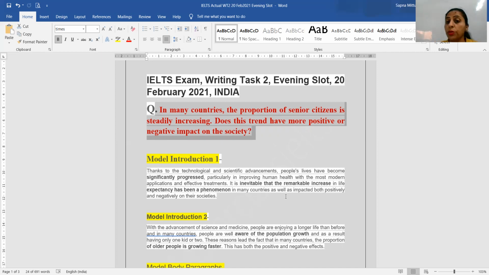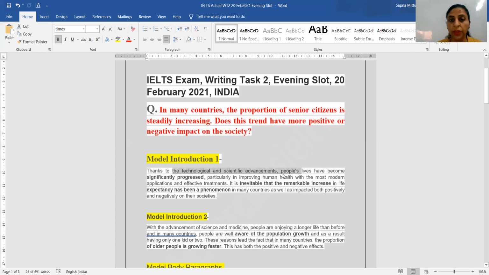If you are not able to understand this, you can watch my avoid-my-mistakes video. You can check that because it will be really helpful, what kind of sentences should be written and all. Now coming to the intro part. In the intro part, we have seen the technological and the scientific advancement. People's lives have become significantly progressed, particularly in human health with the most modern applications.